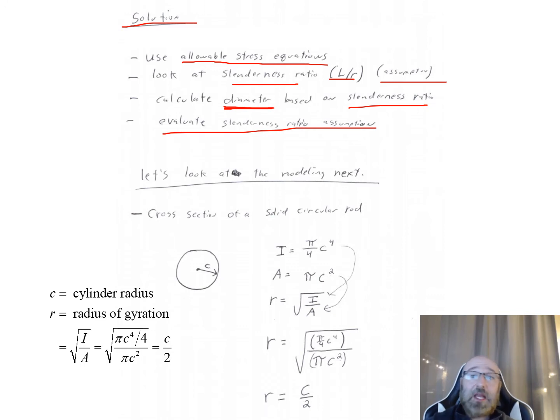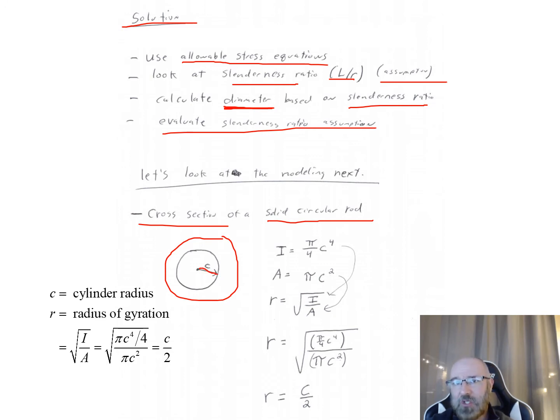As we begin our solution, going through this procedure of analysis, the first step is to take a look at the cross section for this solid circular rod. Looking at the top view, we can see we have a circle with a radius. We're calling this radius C. It's important to pay attention to our variable names. In this case, C is going to be the cylinder radius and not r. r is going to be our radius of gyration. We can relate that back to C, which is what we're going to do right here, but we need to realize that C is the radius of the circle and not r. r is that radius of gyration.